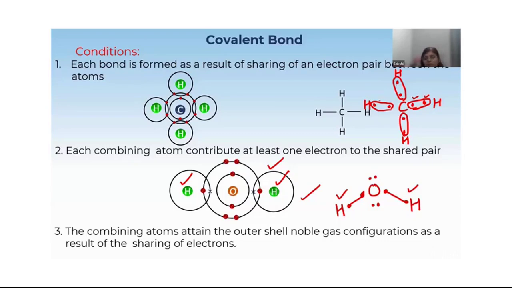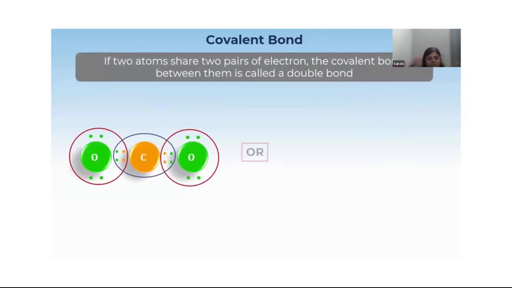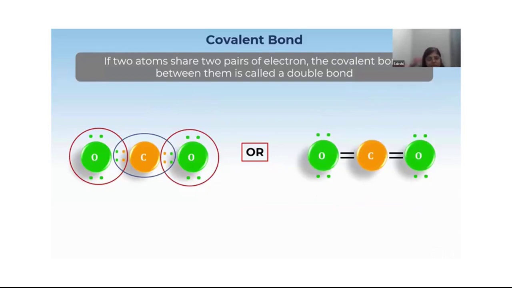What is a noble gas configuration? That means the outer shell should be completely filled. That should be the result of covalent bonding. Let us say this is carbon dioxide. If the atoms are sharing 2 pairs of electrons, that is called a double bond. Carbon, as you all know, has 4 valence electrons. Oxygen has how many? It has 6.